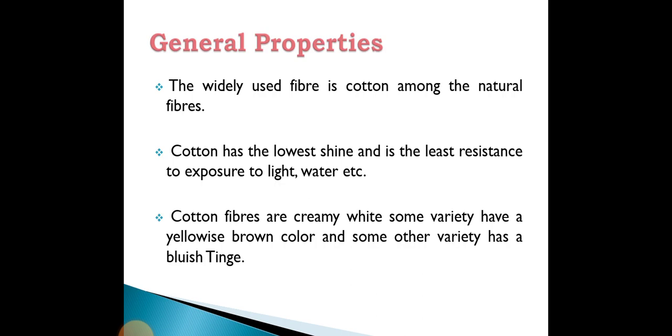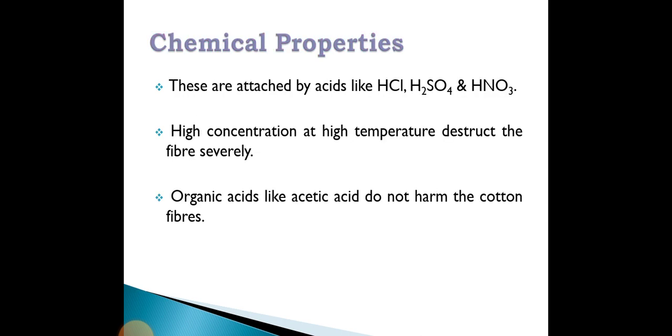Next, general properties of cotton fiber. The most widely used fiber among the natural fibers is cotton. Cotton has the lowest sheen and is the least resistant to exposure to light, water, etc. Cotton fibers are creamy white. Some varieties have a yellowish brown color and some other varieties have a bluish tinge.